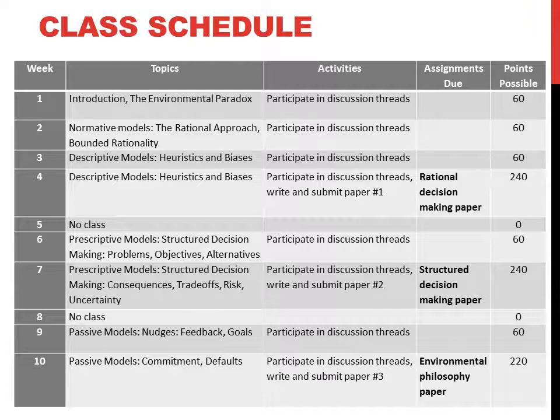You'll notice that each week we have discussion threads, and the discussion threads are very important to the class. In fact, a lot of the learning is going to take place in a group context within those threads. We're going to look at something at the very beginning of the class called the environmental paradox, and we're going to start off our decision-making studies with the rational approach, bounded rationality, and then we're going to understand how heuristics and biases affect the rational approach.